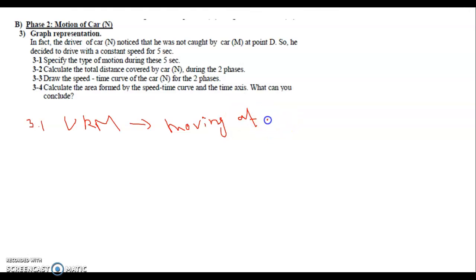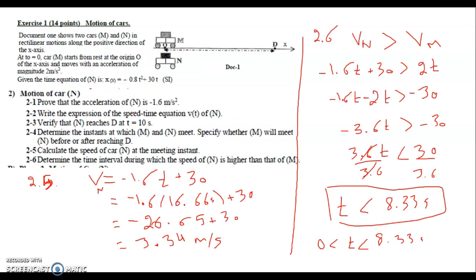Calculate the total distance covered by N during the two phases. So we have to go back to the first phase and check the distance covered by N during the first phase. We can find the distance by making use of the position time equation.